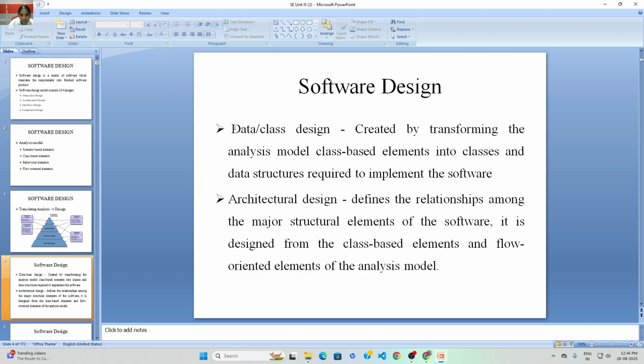Then data or class design means it is for creating and transferring the data, class based elements into classes and the data structure required to implement the software. Then architecture design means it is used for combining all the data, so while giving the input and how the process is done with the design. And all that we can explain is the major structural elements of the software, and it is designed by the class based elements and flow oriented elements.